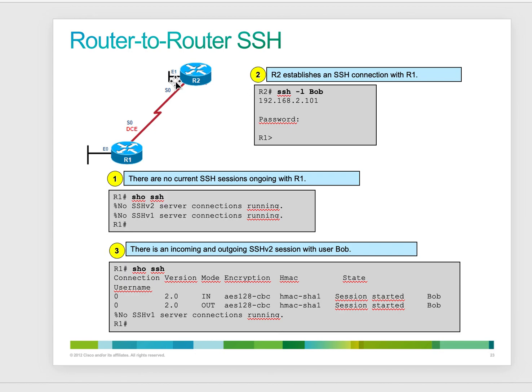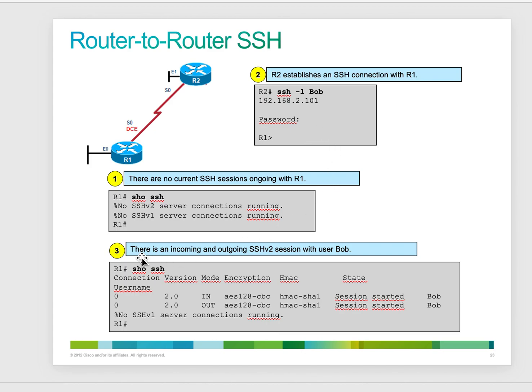Now let's take a look at router 2. Router 2 now establishes an SSH connection with router 1, to provide protection. When we type in the command line interface, router 2 hashtag, it shows the SSH session with Bob. It gives you the IP address, and the password is not displayed. It is telling you router 1 is in the enable mode.